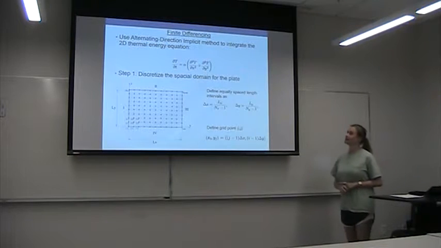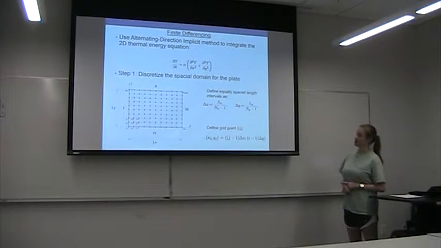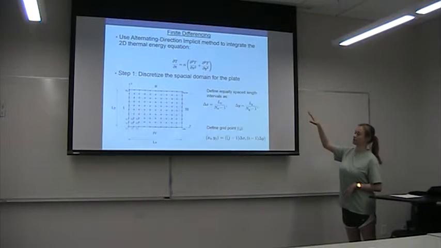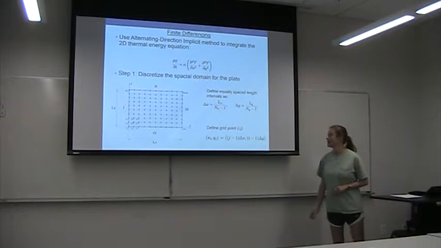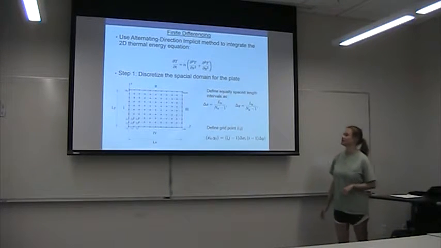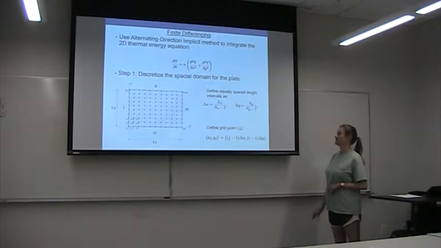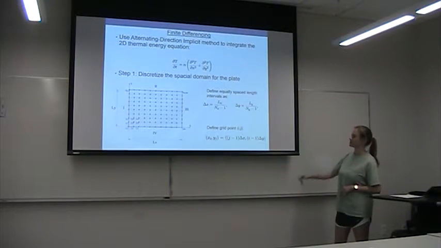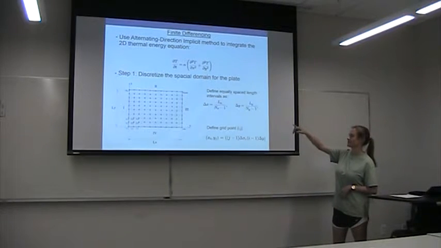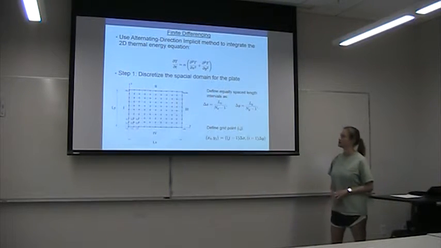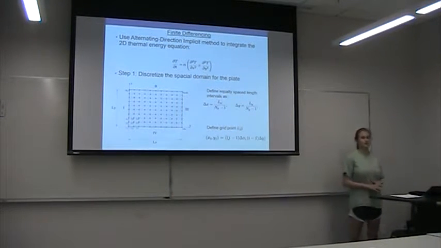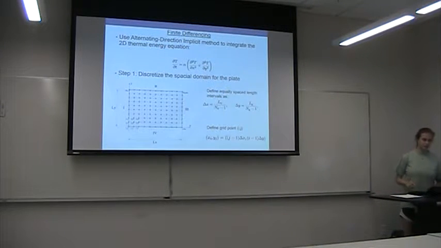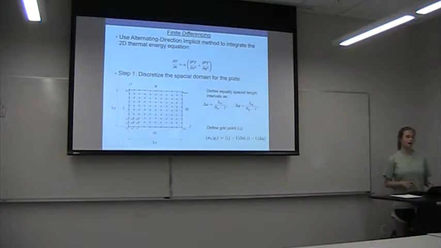So to use the finite differencing method, basically to integrate that thermal energy equation, it's kind of complicated. The first thing that you do is you need to define equally spaced intervals. So that's just delta x is equal to the length over the number of nodes minus 1. And then the same for delta y, and for the purpose of this experiment, delta x is going to be equal to delta y. And then you can define any grid point as i and j.